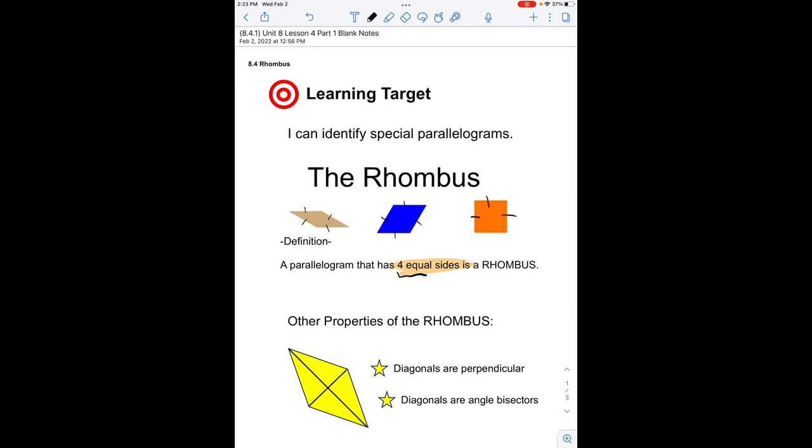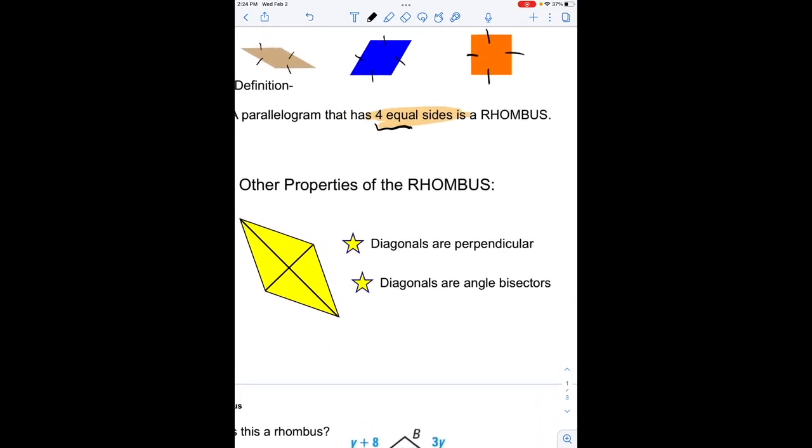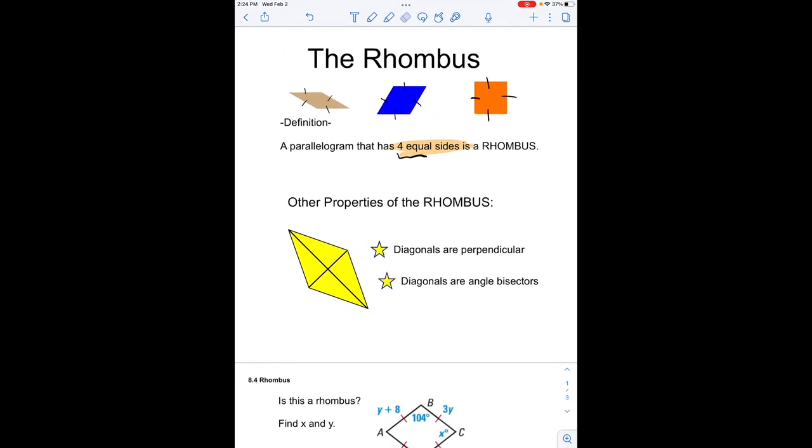However, technically, a square is also a rhombus because all 4 sides have to be equal in a rhombus. Other properties are that the diagonals are perpendicular, which again means they cross at 90 degrees, and diagonals are angle bisectors. And again, bisector means cut in half.